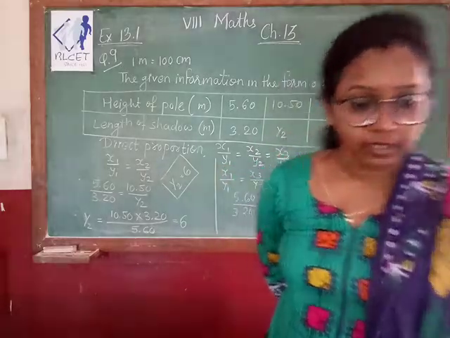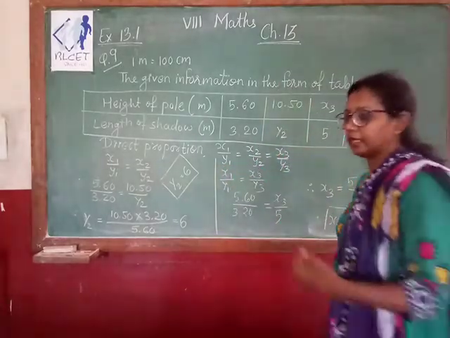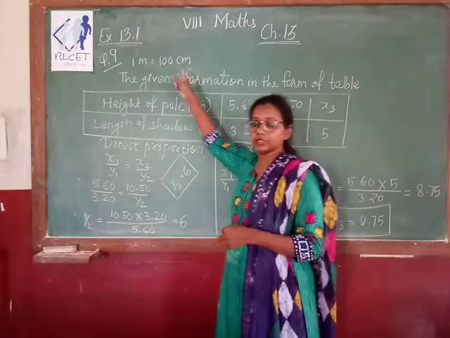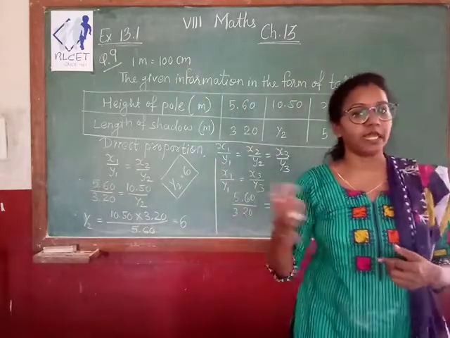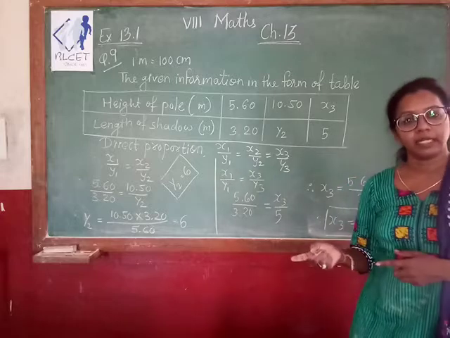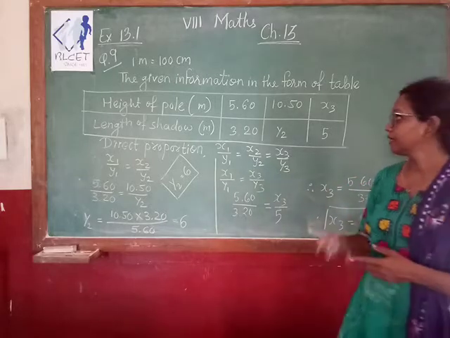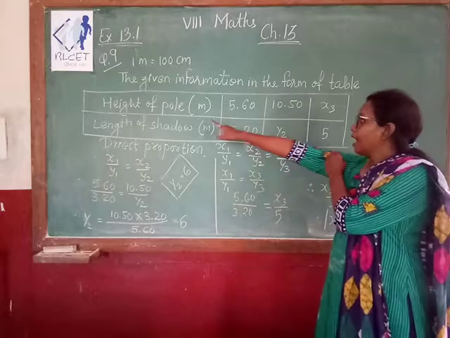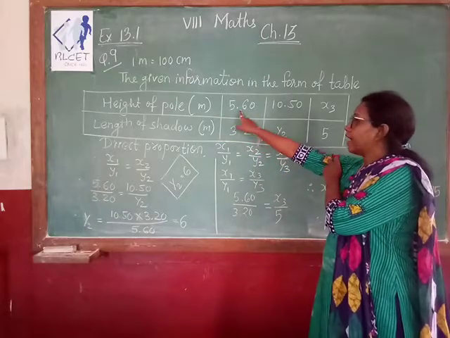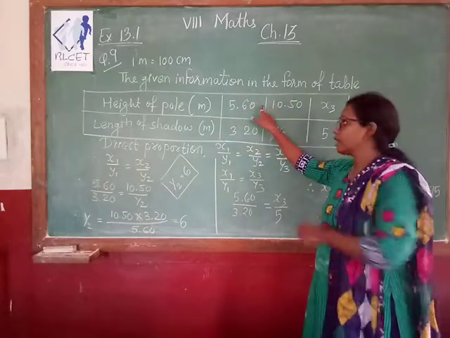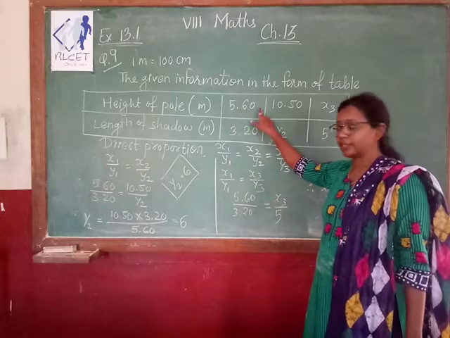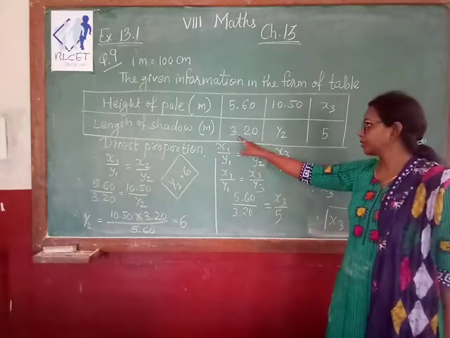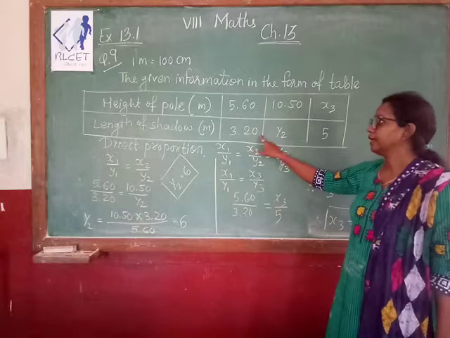Here you have been given two units together, meter and centimeter. We know that 1 meter is equal to 100 centimeters. So whatever terms are given in meters, you have to convert into centimeters, or whatever terms are given in centimeters, you have to convert into meters. Here, the height of the pole is 5 meter 60 centimeters, which we can write as 5.60. And the length of the shadow is 3 meter 20 centimeters, that is 3.20.